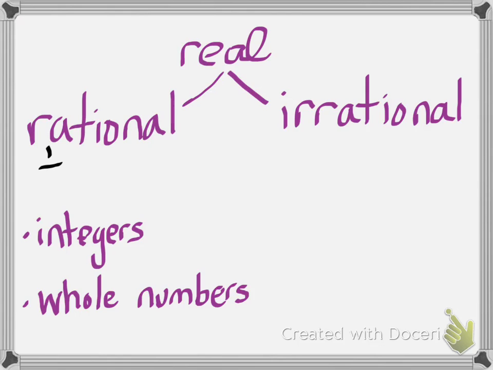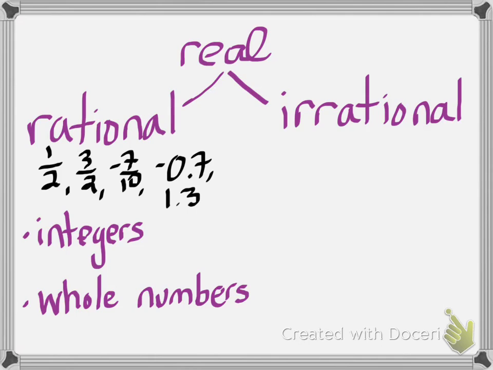Rational would be fractions, regular fractions, improper fractions, negative fractions, and also decimals, positive decimals, negative decimals. All of these are rational. Integers are also rational, and the integers are numbers like -1, -11, 0, 3, 14. All the numbers on our number line are integers.